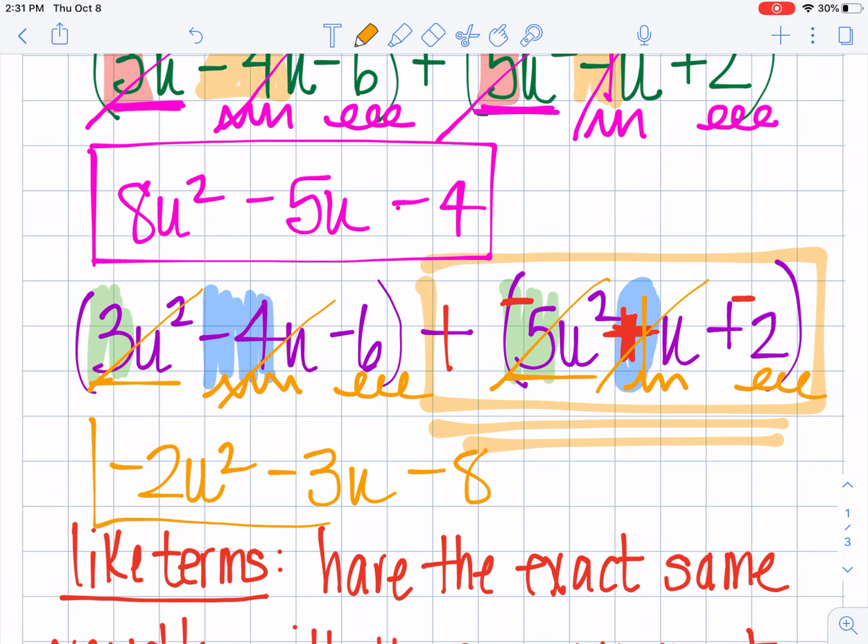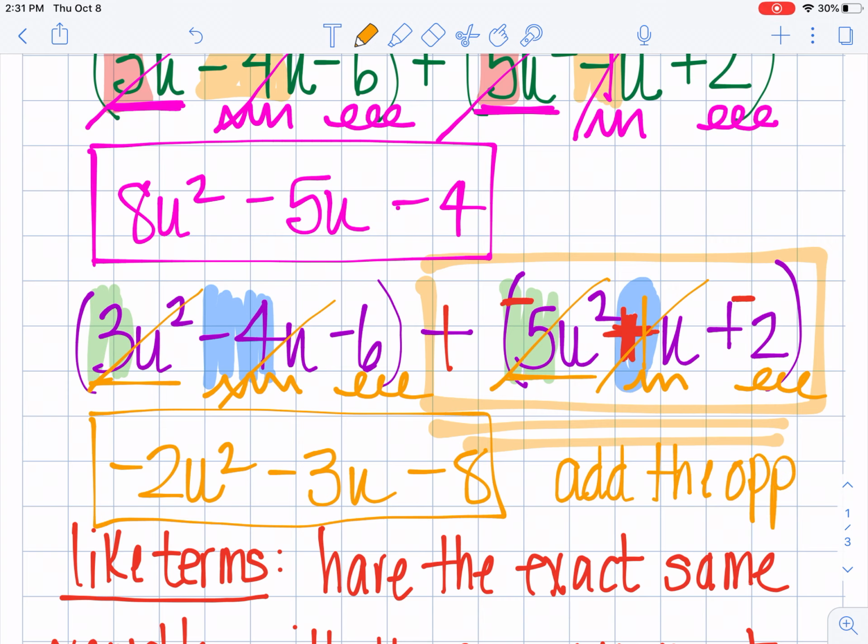So they do give you different answers when you add and subtract, but the trickiest thing is when you're subtracting, remember to add the opposite of every term that's inside the second group, or the group that you're subtracting. Hope that helps. Let me know if you need more help.